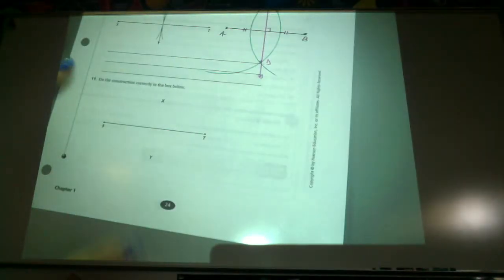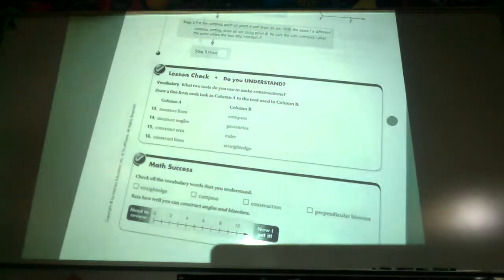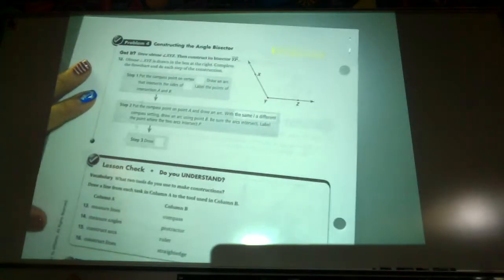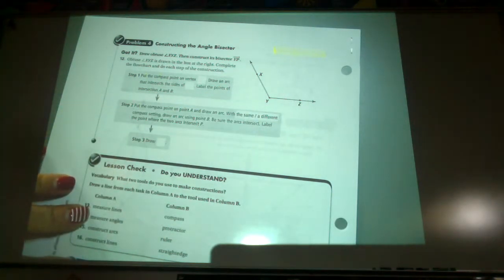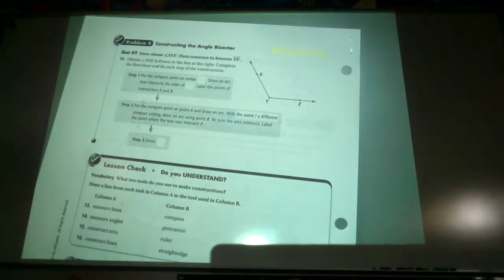And then for 11, they want you to bisect that. We just did it above. We're not going to do it again. And then the last page is an angle bisector. So that means we want to take this angle and cut it into 2 equal pieces. So this one's actually easier than doing a congruent angle.